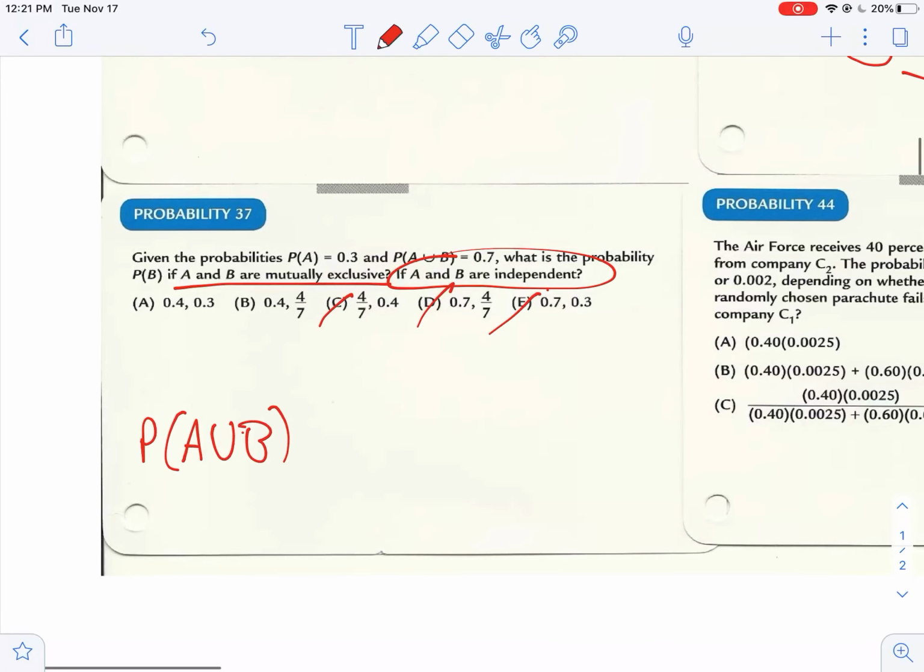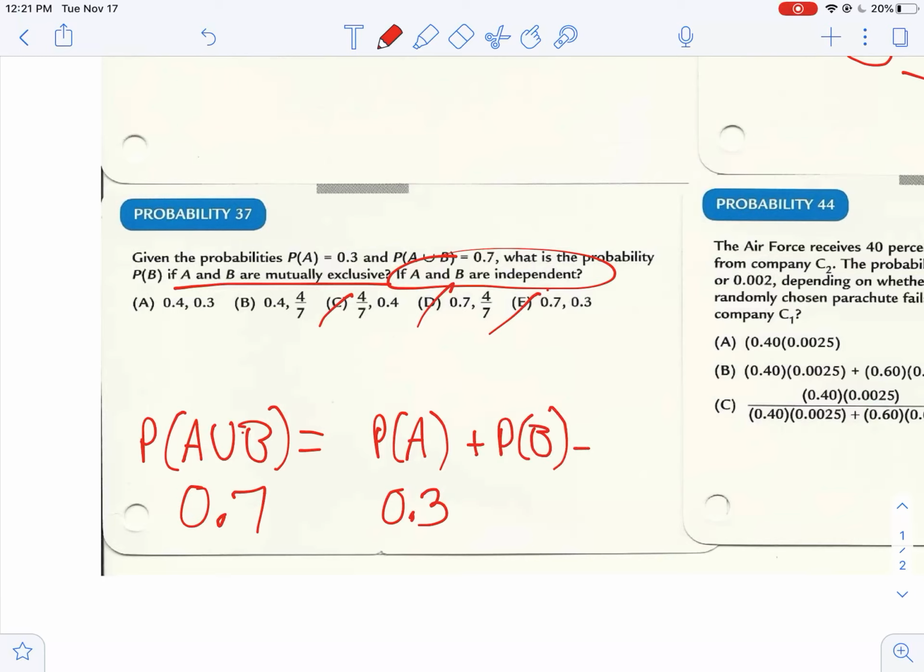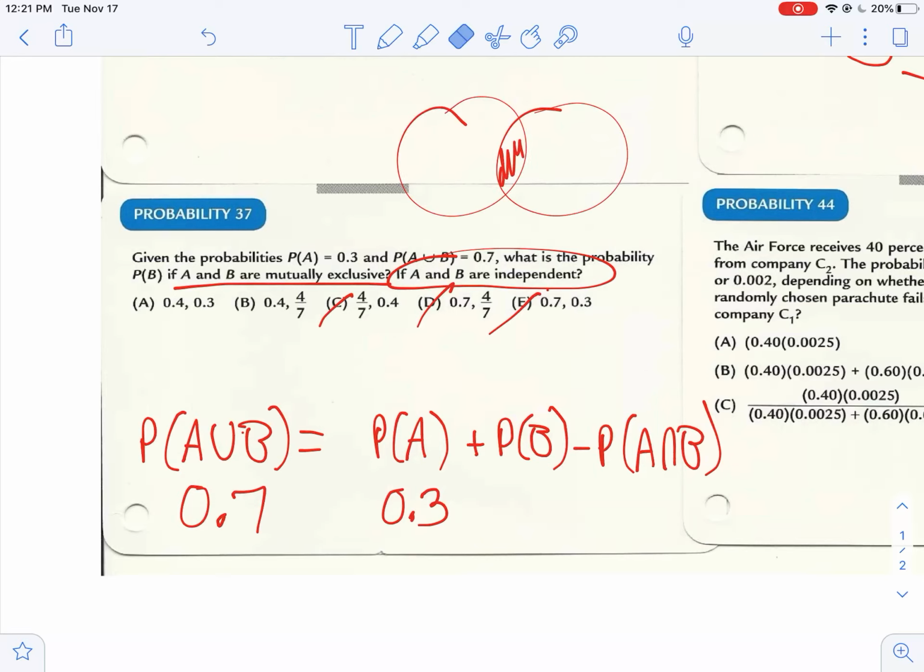I know what that is. That's 0.7. I know the probability of A is 0.3. I don't know the probability of B. I also know that I have to subtract the probability of them happening at the same time, because as we've gone over in the past, that's what's counted twice. When you have a Venn diagram here, if you're doing the OR, a lot of times this ends up getting counted twice. So I'd have to subtract whatever that is.